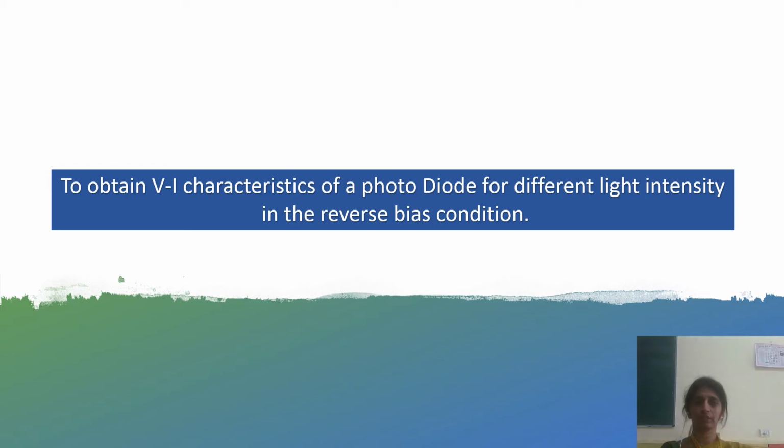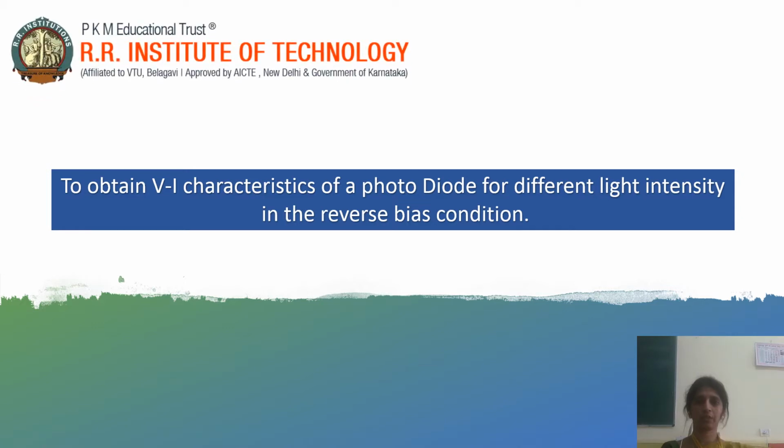Good morning. In this video, we are seeing how to obtain the IV characteristic of a photodiode for different light intensities in the reverse bias condition.